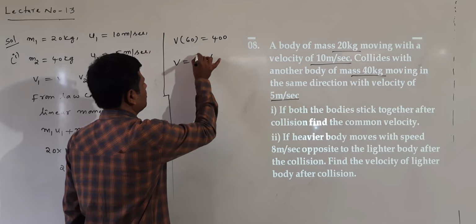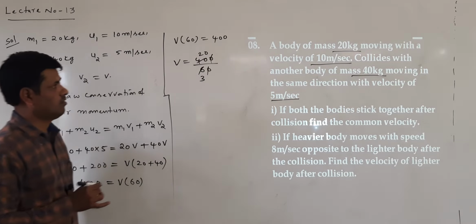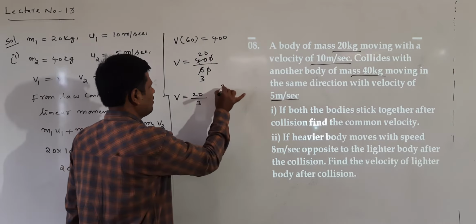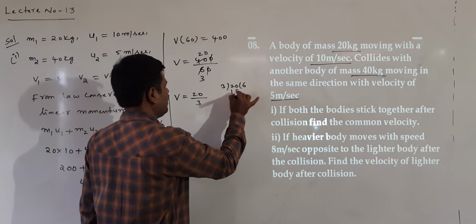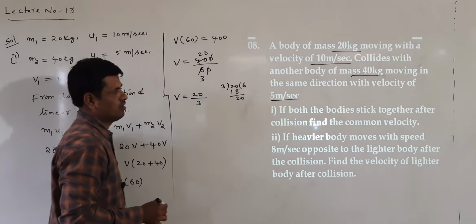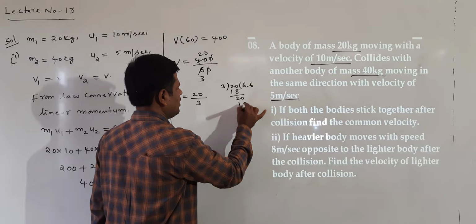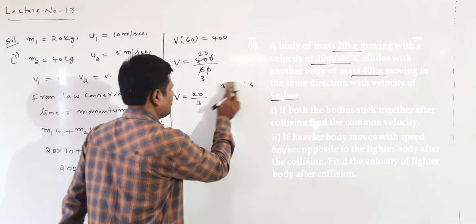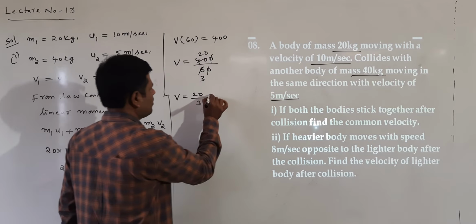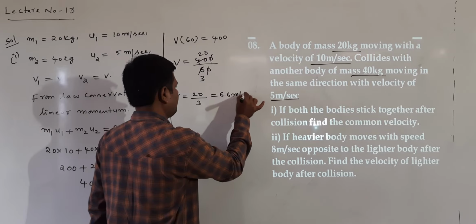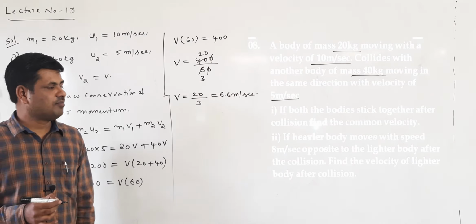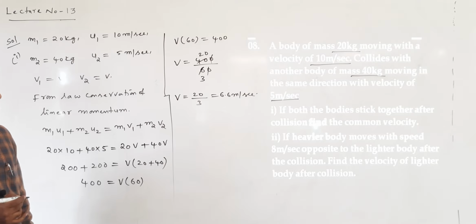Now what are we getting here? v is equal to 20 by 3. 3 sixes are 18, 20. Again 3 sixes are 18. Again we are getting 20. Means near about we are getting 6.6. Now v equals 6.6 meter per second. This is the common velocity after the collision.